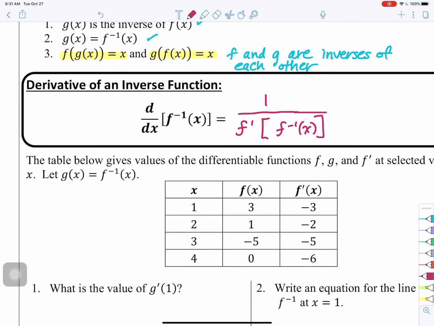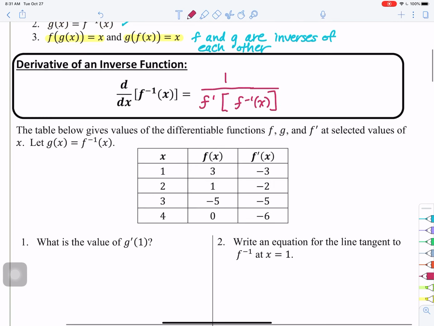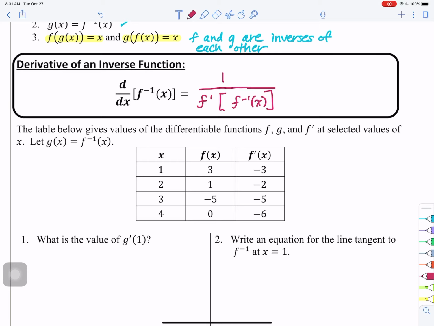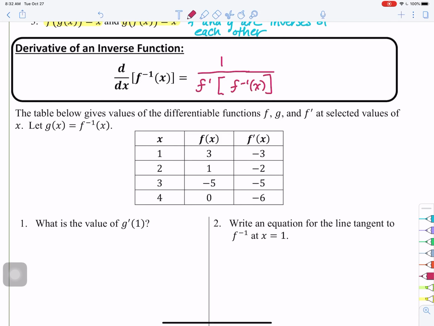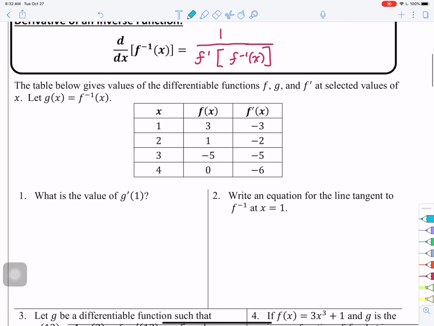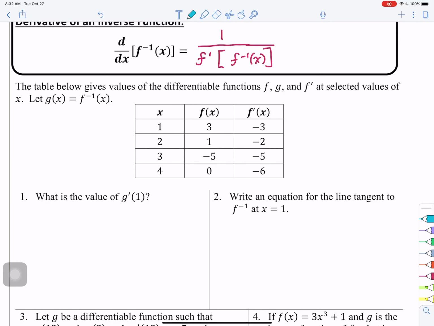So let's begin with our first example and see if this makes some sense, okay? Okay. So we're given a table of values. Keep in mind that we have f of x and we have f prime of x in our table. And they give us g of x equals f inverse of x. And they'd like us to find here in number 1, g prime of 1. So g prime of x is the derivative of f inverse of x, okay?